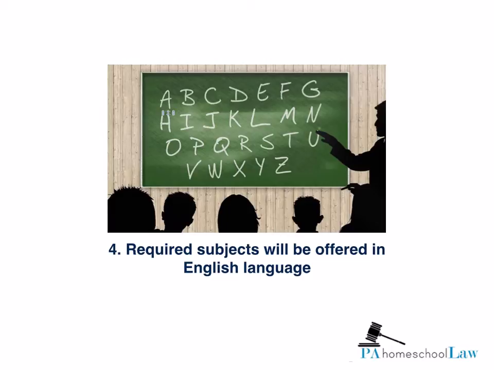in the English language, including an outline of proposed educational objectives. The educational objectives should be attached to the affidavit, not included in the content of the affidavit. I advocate listing very general educational objectives, and I'll discuss that in another presentation. You can find sample objectives for elementary and secondary level students at pahomesschoollaw.com. Click on the Homeschool Forms tab, and you'll be taken to a page where you can download the form.